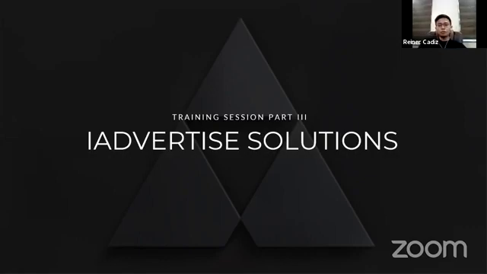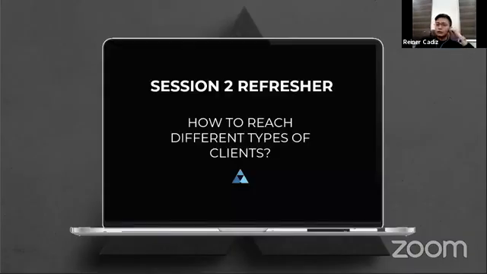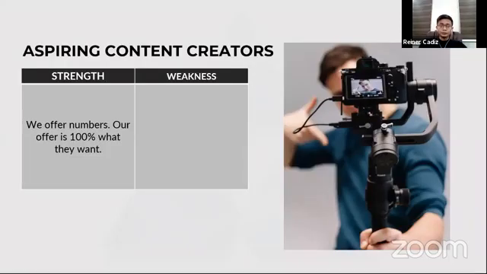But first, before we tackle how to reach these clients, magkaroon muna tayo ng kaunting refresher from our second session. Kasi in the last session, we tackled how to approach the different types of clients that we cater. Kasi diba, we discussed that we cater to aspiring content creators, yung mga baguhan, followed by influencers, and then brands, and lastly, the agencies. So first off, for the aspiring content creators, let's assess our strength and their weakness and what is our approach to them. Balikan lang natin, pasada lang.